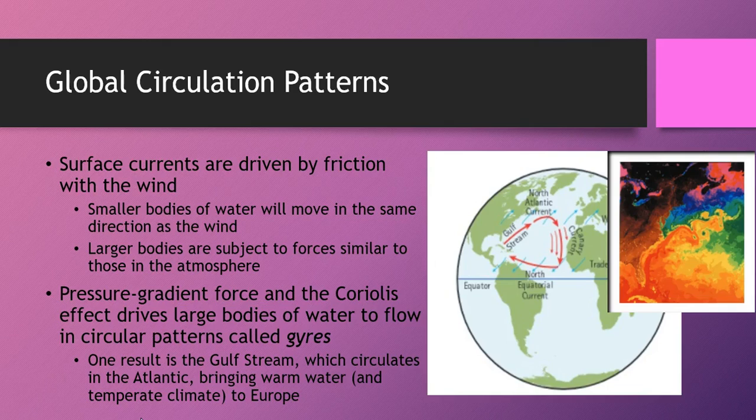However, they'll also be affected by things like the Coriolis force, and those currents in larger bodies of water will be deflected. In very large bodies of water, the Coriolis effect and the pressure gradient force can cause water to flow in circular patterns called gyres. One result of this is the Gulf Stream, which circulates in the Atlantic, and it brings warm water and a temperate climate to northern Europe from the east coast of the United States.